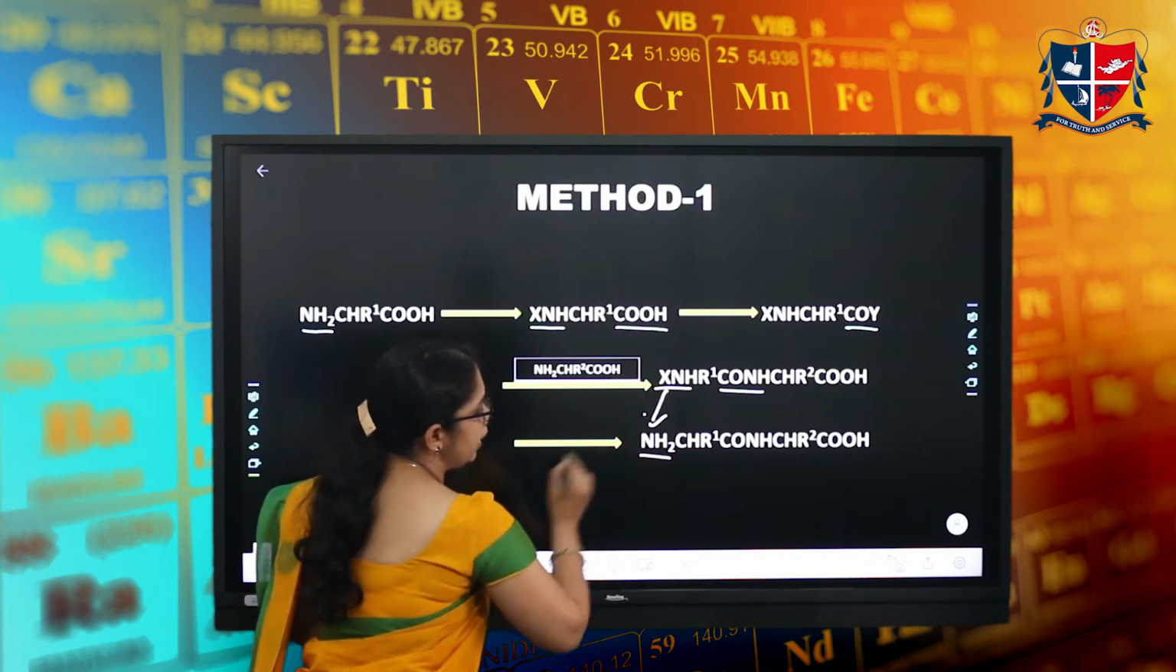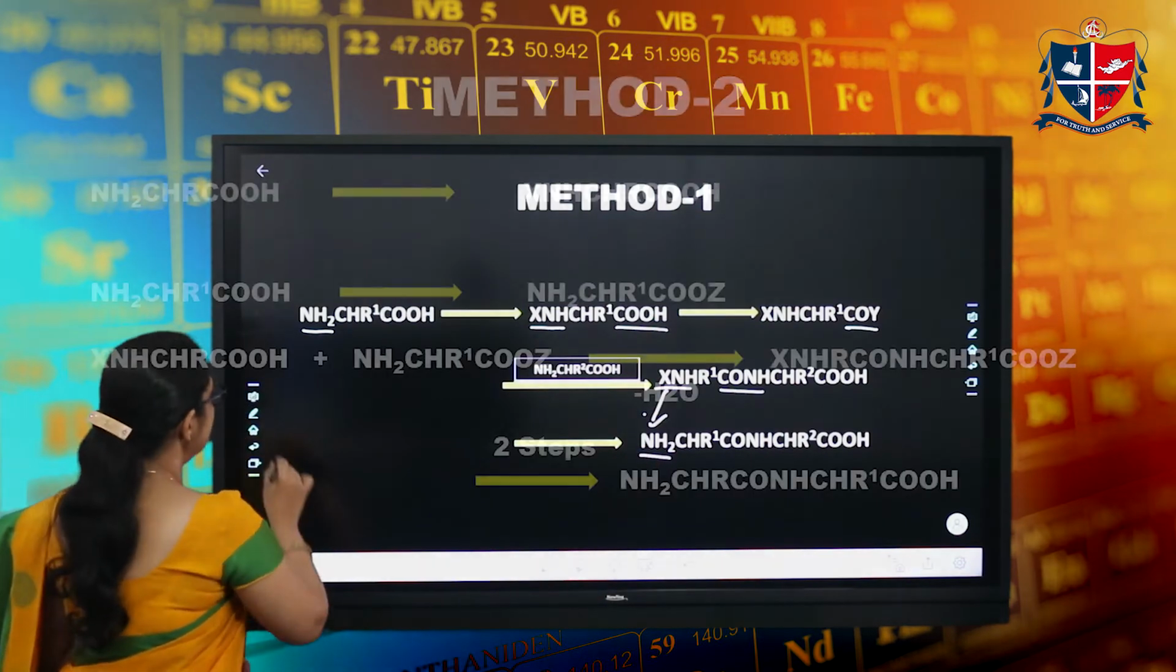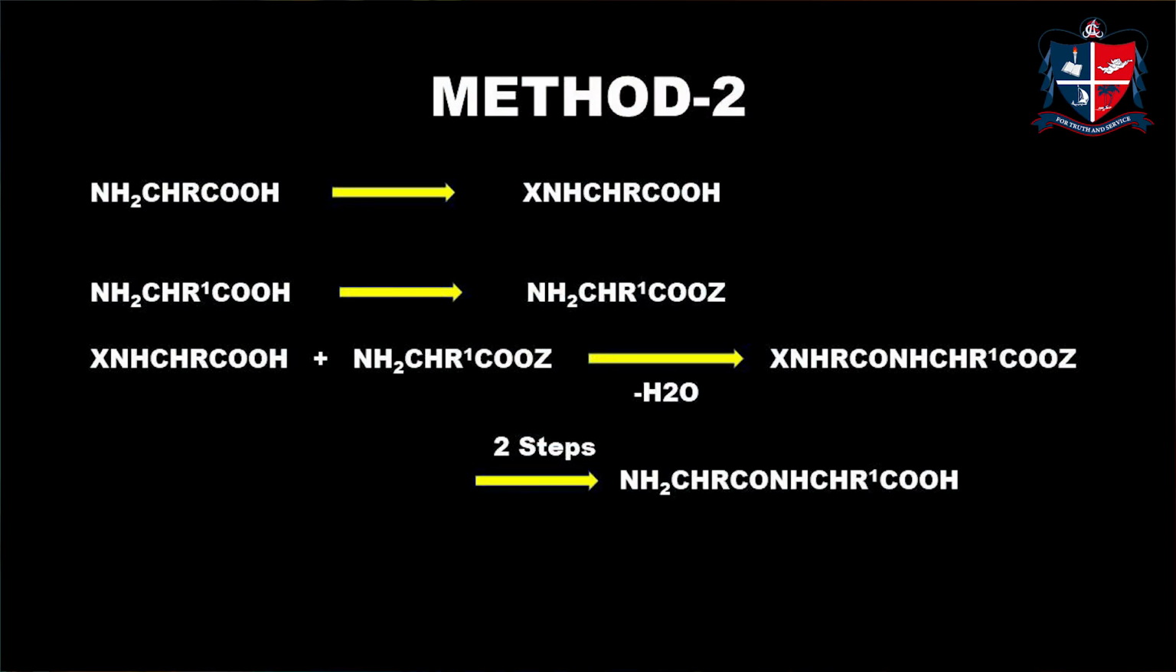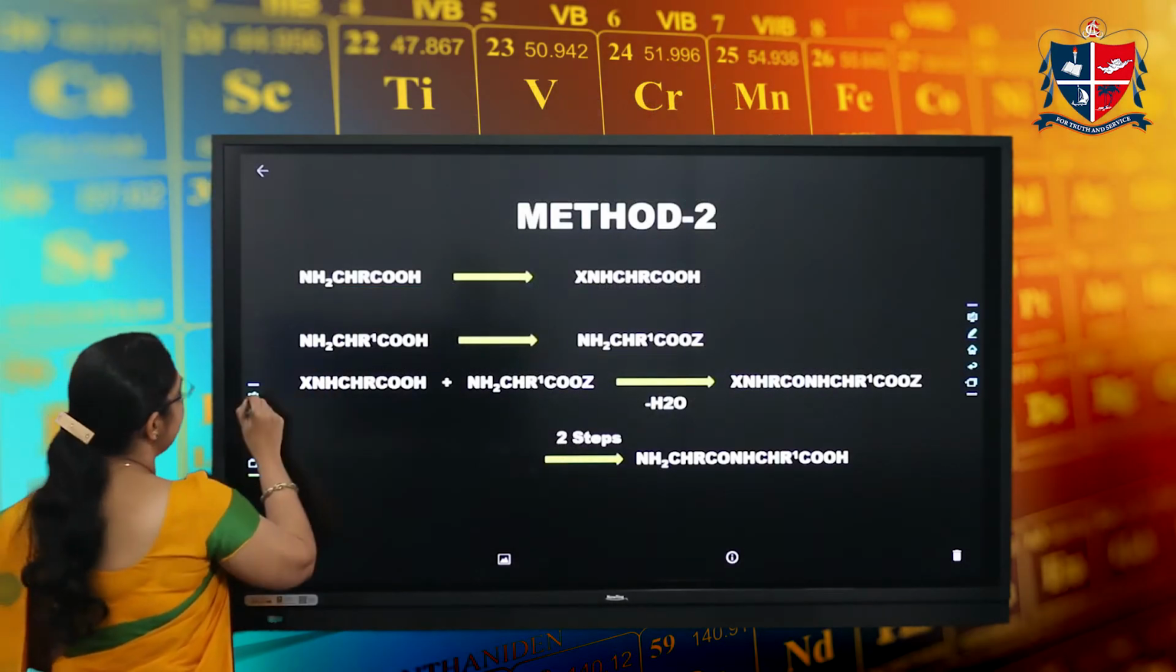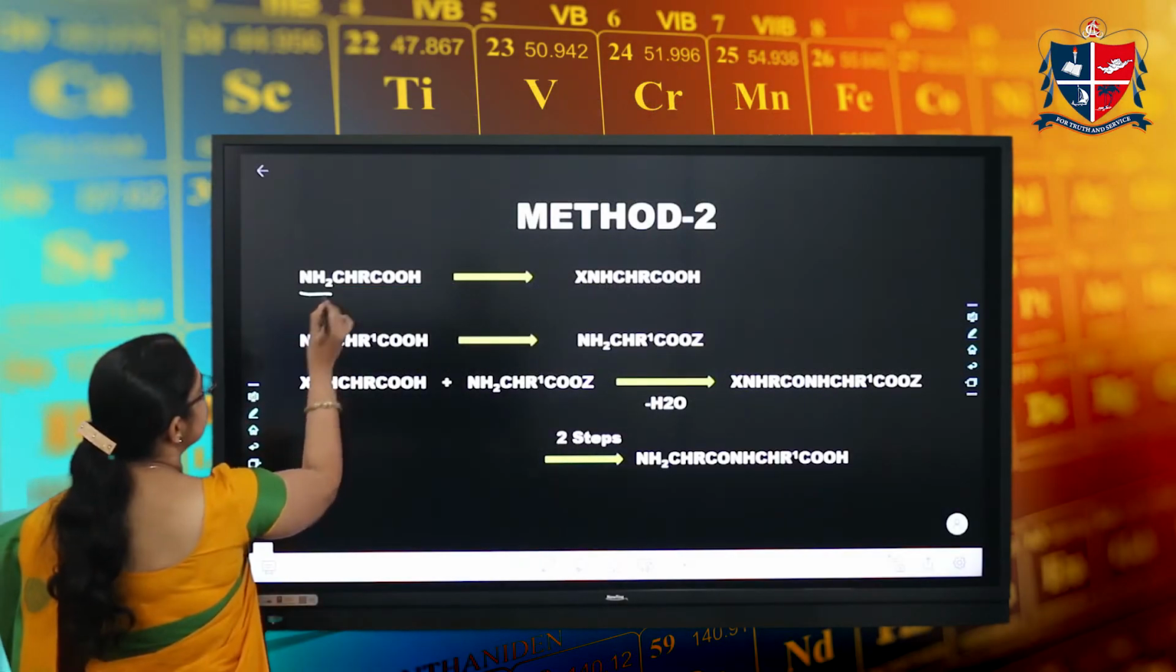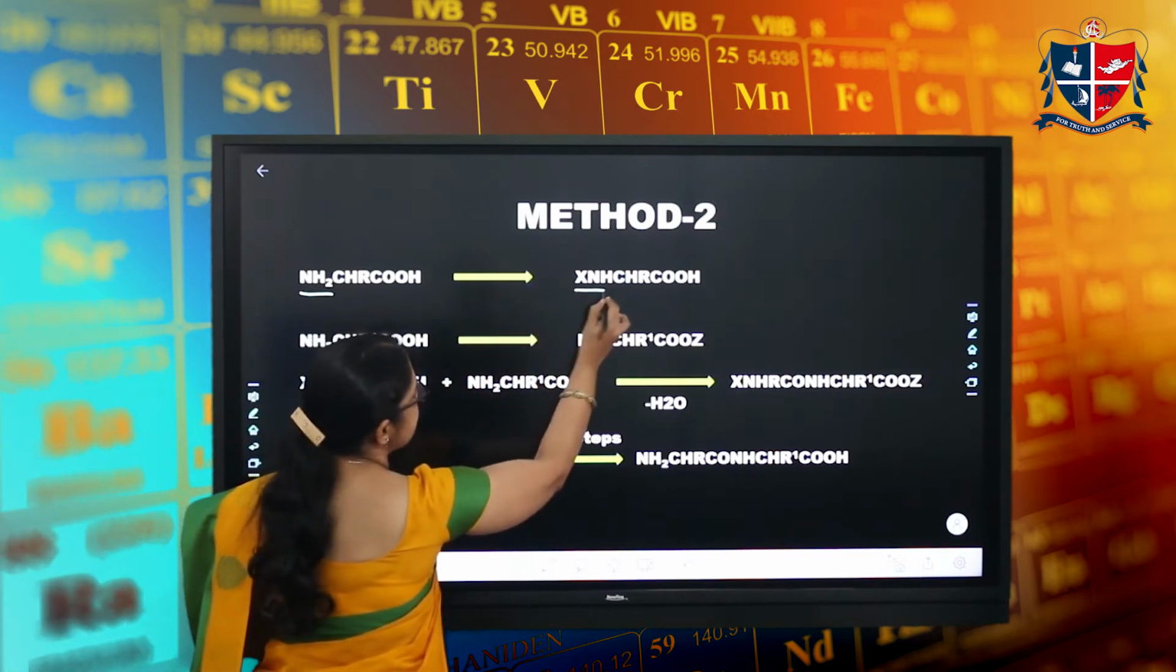This XNH now becomes NH2. Okay, this is method 1. And in method 2, this is the first amino acid. Here also, this NH2 group is protected as XNH.